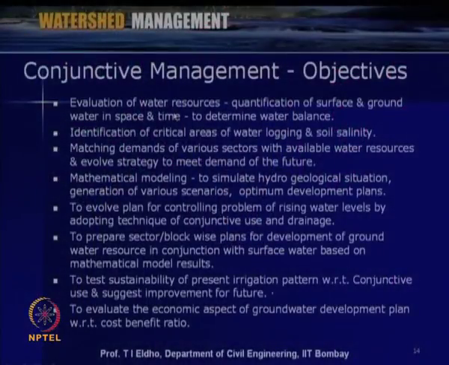Now, in any of this conjunctive management, we set the objectives according to the necessity of the particular watershed or particular river basin which we consider. Some of the important objectives as far as conjunctive management are listed here, like evaluation of water resources. We have to quantify the surface and groundwater in space and time, that means variation with the location and variation with the time, to determine the water balance. So, we can first determine the water balance and then develop an appropriate conjunctive management plan.